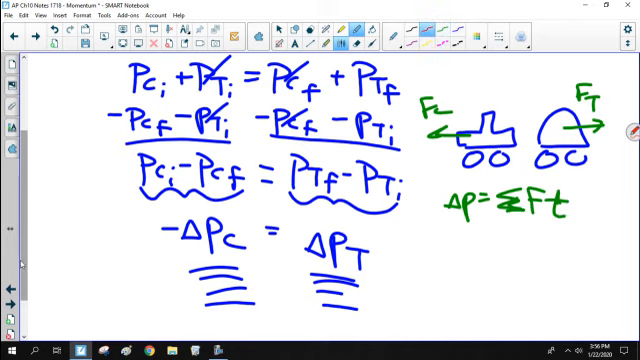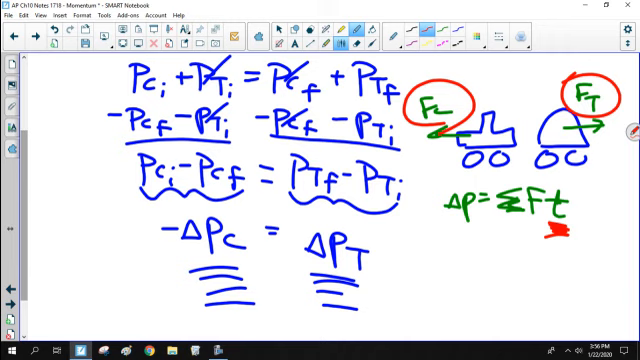Well, because there are no external forces in the system, the net force on the car is the force of the truck, and the net force on the truck is the force of the car. Those are equal and opposite, right? So these two forces are equal and opposite. They act on each other for the same amount of time, so your change in momentum is equal and opposite.